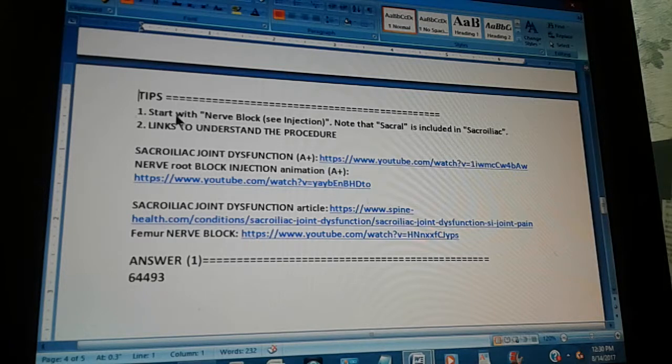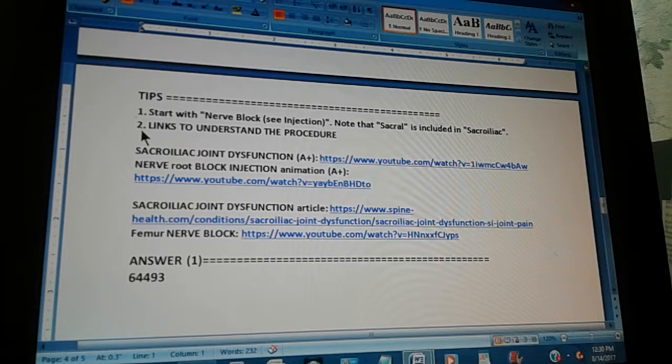First tip: start with nerve block, see injection. You go to the index and start with the main procedure, which is a nerve block. You're blocking the effect of a nerve. Then you go to which part of the body you're blocking the nerve in. Note that sacral is included in sacroiliac. Sacral refers to one part of the junction, but the sacroiliac is where they come together, so both are treated as the same thing.